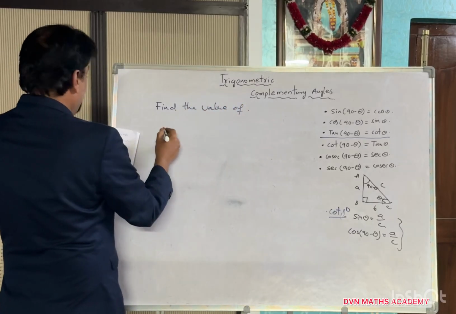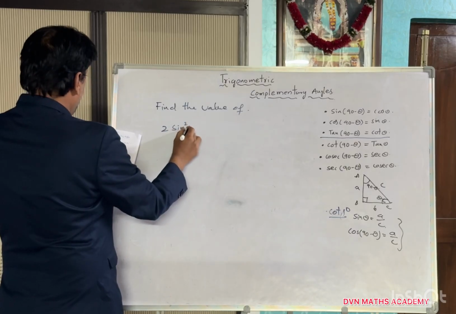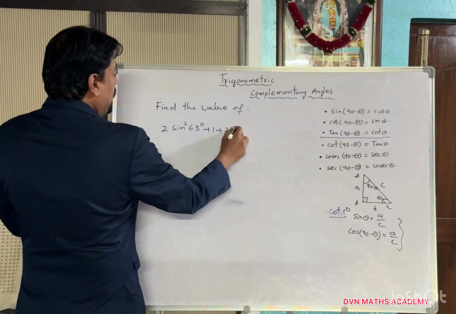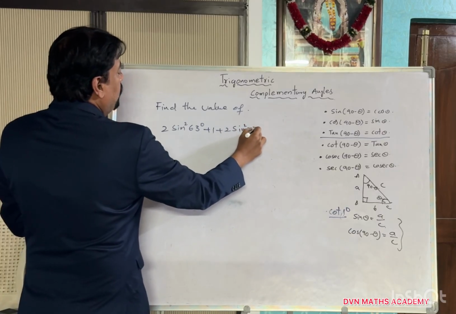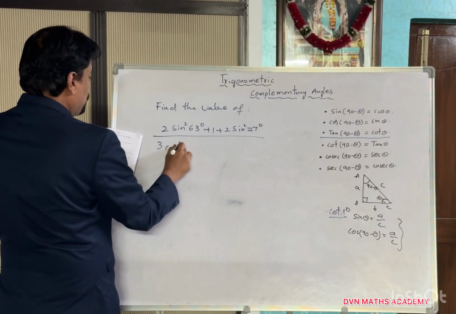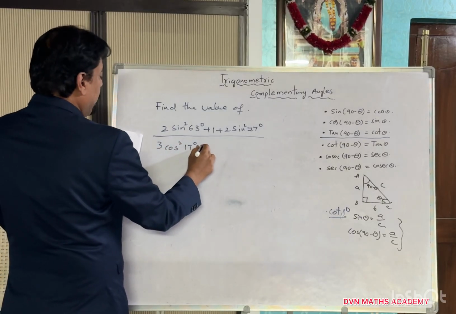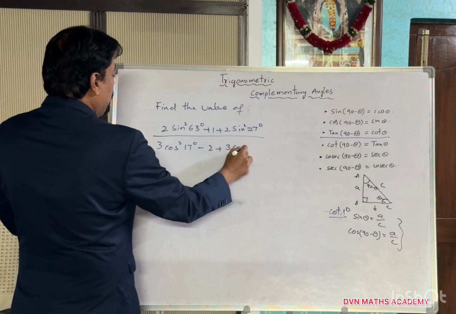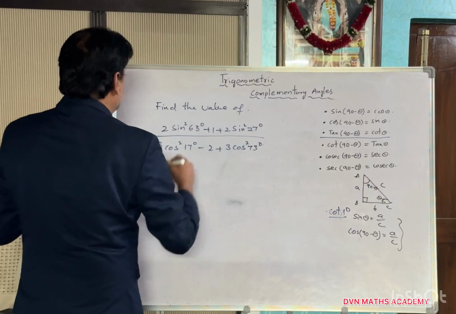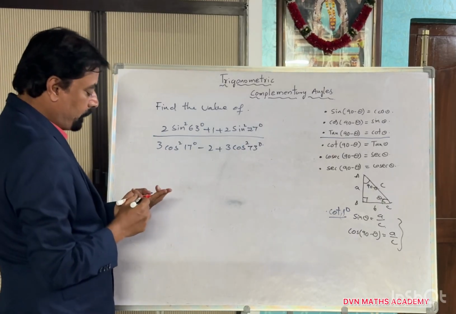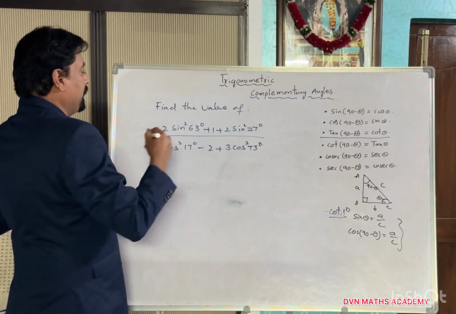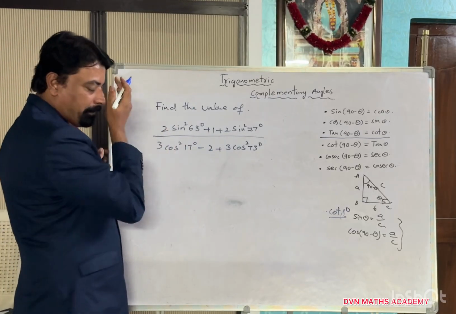Find the value of 2 sine square 63 degrees plus 1 plus 2 sine square 27 degrees, divided by 3 cos square 17 degrees minus 2 plus 3 cos square 73 degrees. So this is also one of the important questions. It is also asked many times in annual exams. If you see the question, you are required to find the value of this trigonometric expression.